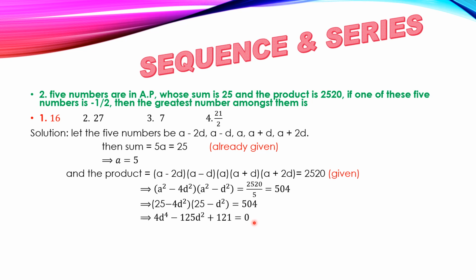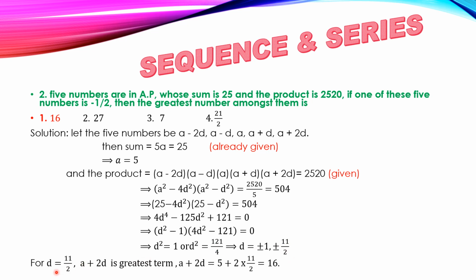Here factorize this equation, then we get (d^2 - 1)(4d^2 - 121) = 0. Therefore d^2 = 1 or d^2 = 121/4. Therefore d = ±1 and ±11/2. Here d contains four values: +1, -1, +11/2, -11/2. In this, the greatest common difference is only +11/2.